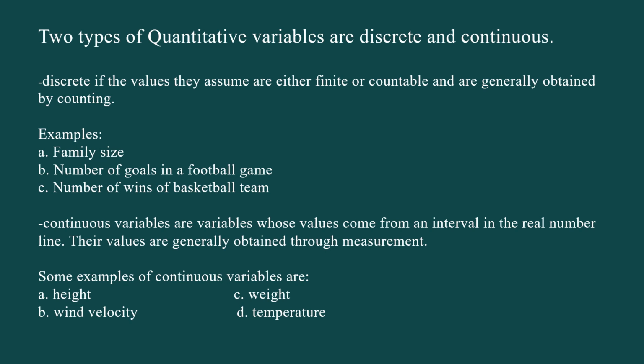Two types of quantitative variables are discrete and continuous. Discrete variables are those whose values are either finite or countable and are generally obtained by counting, for example, family size, number of goals in a football game, and number of wins of a basketball team. While continuous variables are those whose values come from an interval in the real number line. Their values are generally obtained through measurement. Some examples are height, wind velocity, weight, and temperature.